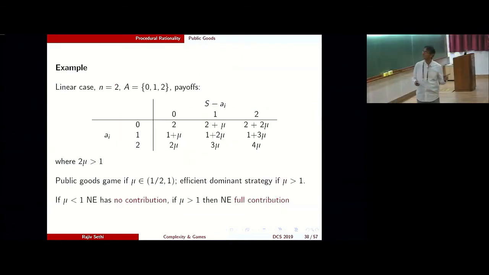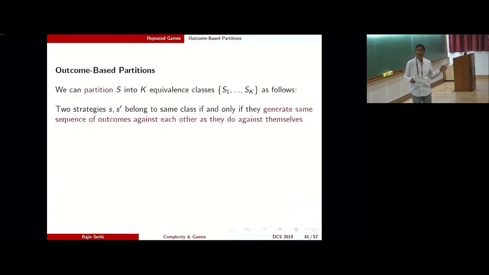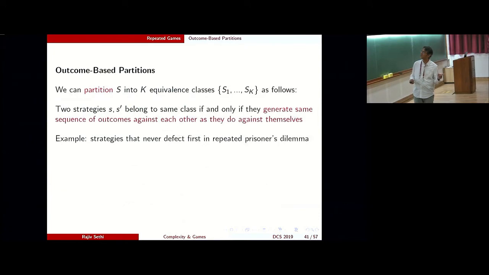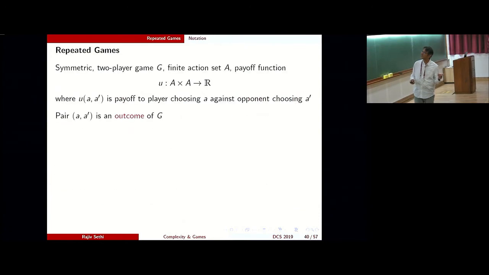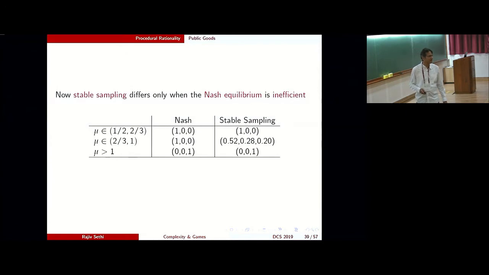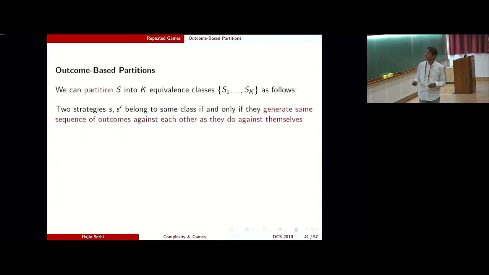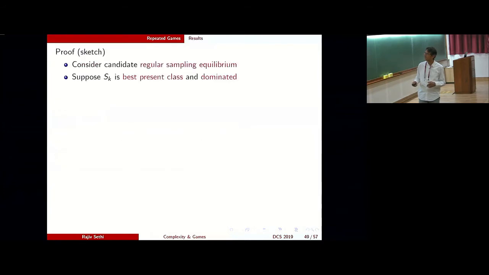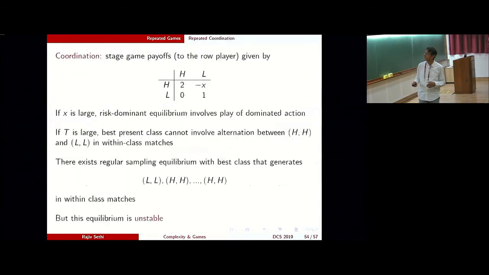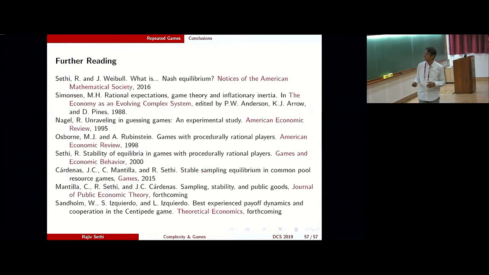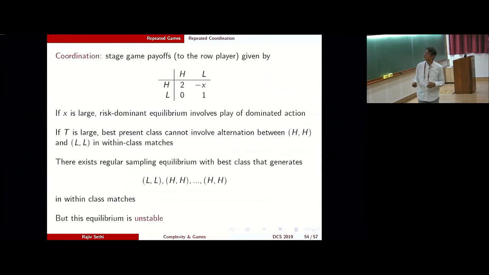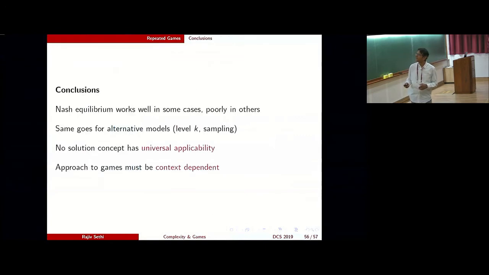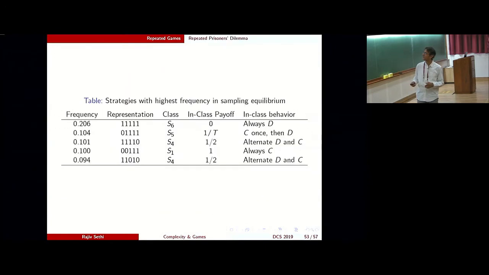Let me just see if there's anything I want to say, because I'm out of time. Repeated games would take a whole new lecture to finish. It's an interesting direction, a new direction for sampling equilibrium, but I'm going to skip through all this. There's no way I can do all this. Maybe what I'll do is show you 2 things.